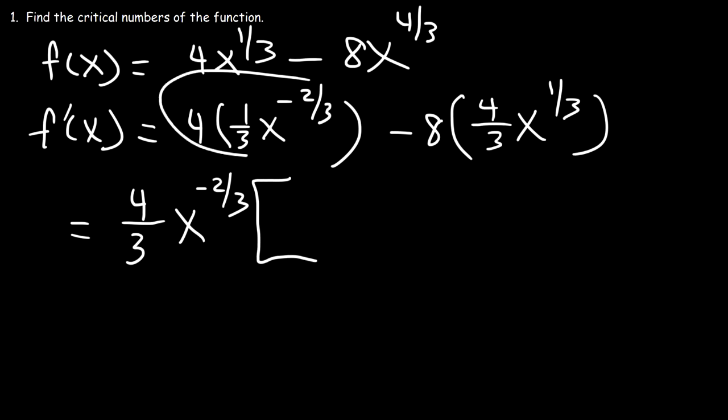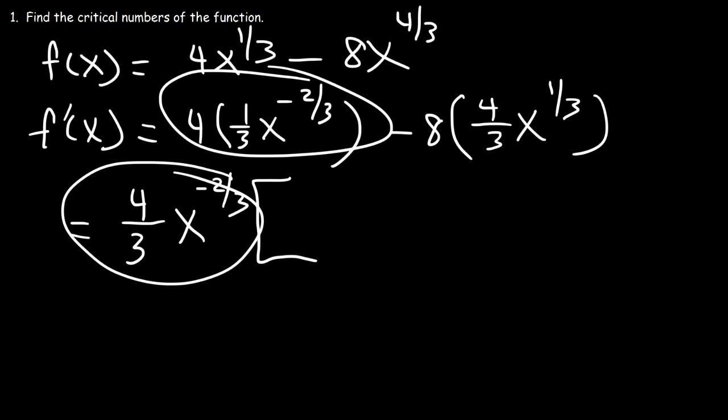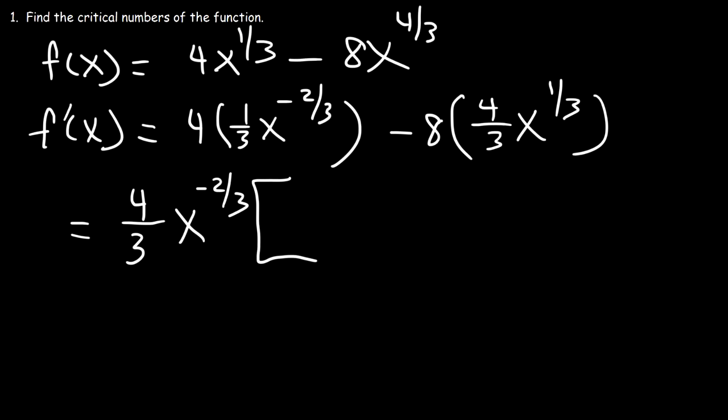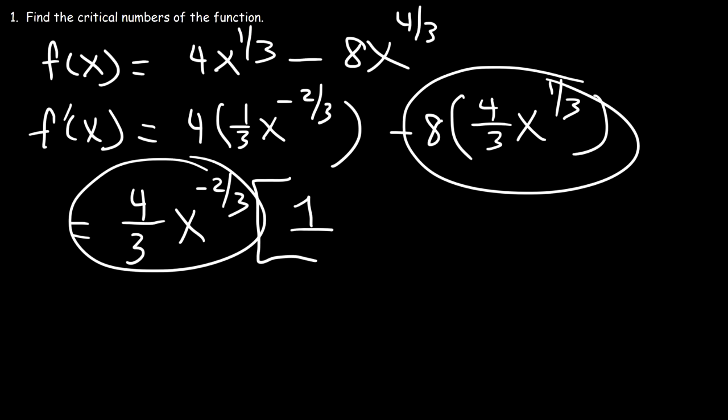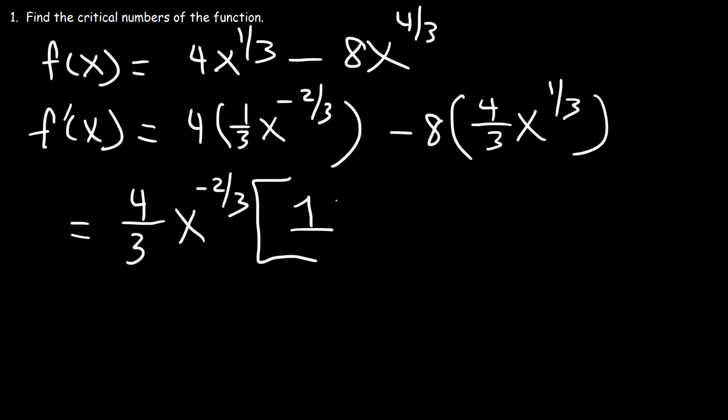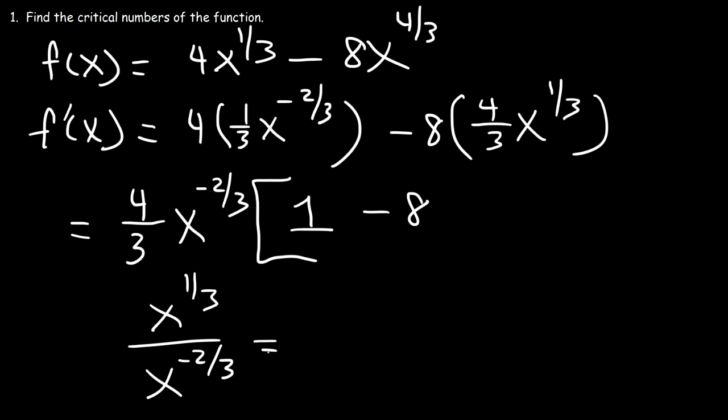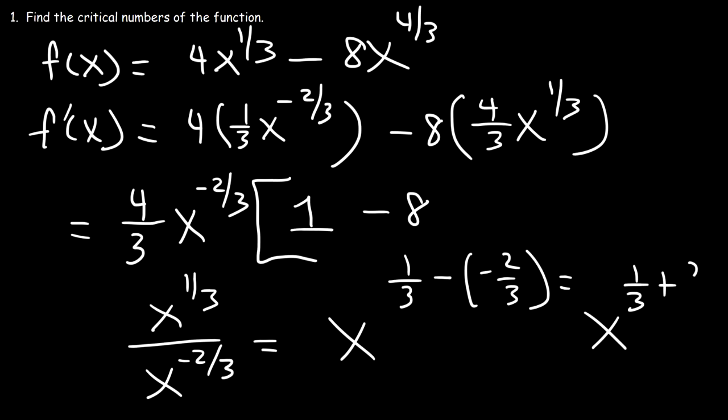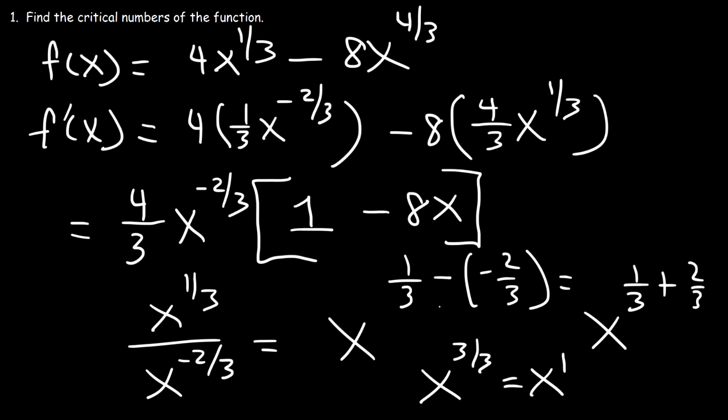Now, if you take this term and divide it by that term, what will it give you? Because they're exactly the same, it's going to be 1. And if you take this term and divide it by that term, what will you get? The 4/3 will cancel, so it's going to leave behind negative 8. And then if you divide x to the 1/3 by x to the minus 2/3, you need to subtract. So it's going to be 1 over 3 minus negative 2 over 3, which is basically 1 over 3 plus 2 over 3, which is 3 over 3. And 3 divided by 3 is 1, so that's simply just x, which works out nicely.